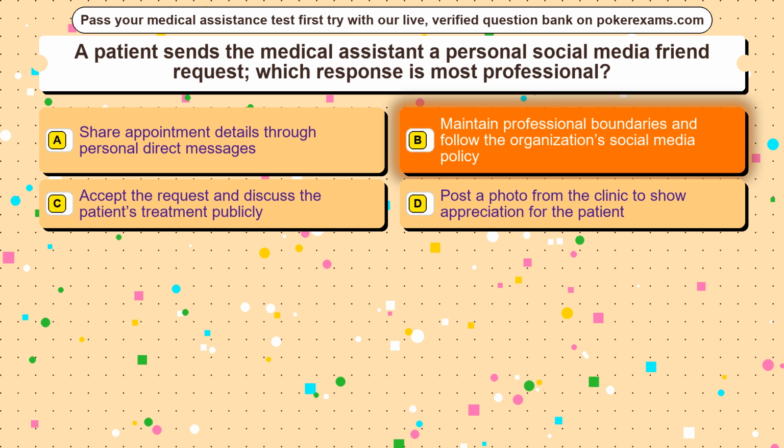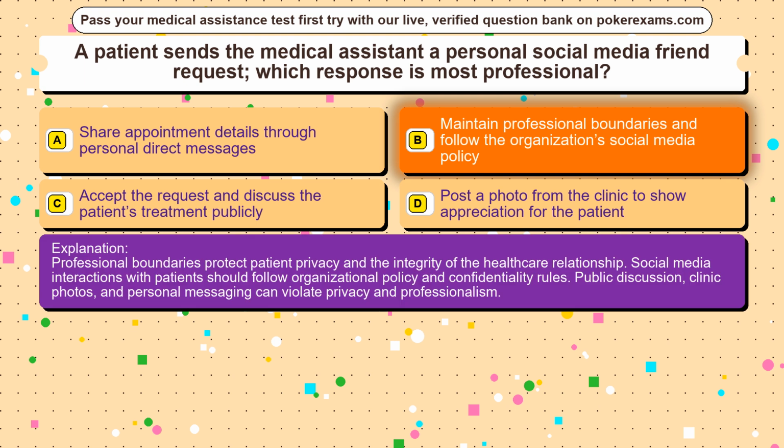The correct answer is option B. Maintain professional boundaries and follow the organization's social media policy. Professional boundaries protect patient privacy and the integrity of the healthcare relationship. Social media interactions with patients should follow organizational policy and confidentiality rules. Public discussion, clinic photos, and personal messaging can violate privacy and professionalism.